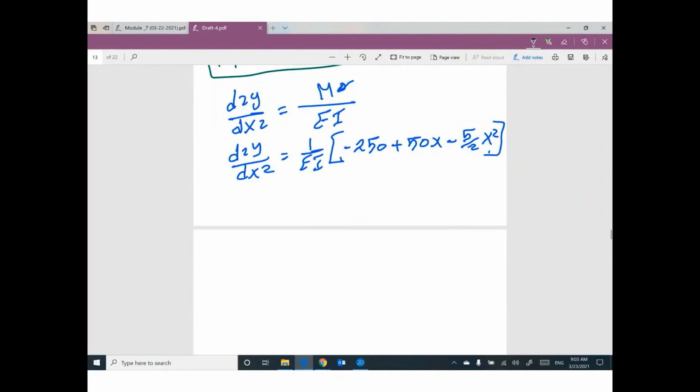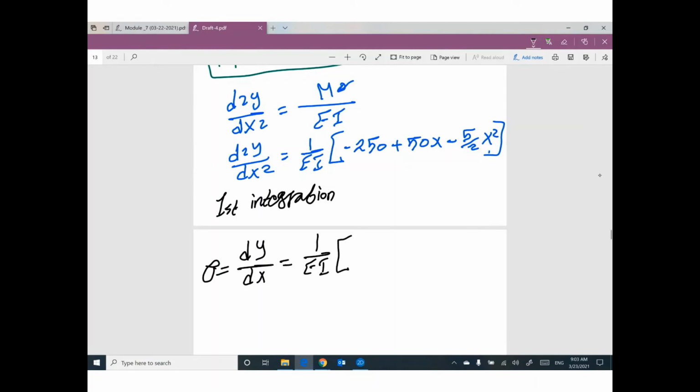Mathematically, go ahead and apply the first integration. If you apply first integration, I will get dy by dx, which is theta. 1 over EI is constant, keep it outside. Go ahead and apply integration for this term. It will be negative 250x. Do integration for this expression, 50 x squared divided by 2. Go ahead and apply integration for this term, it will be 50 x cubed divided by 6 plus constant C1.